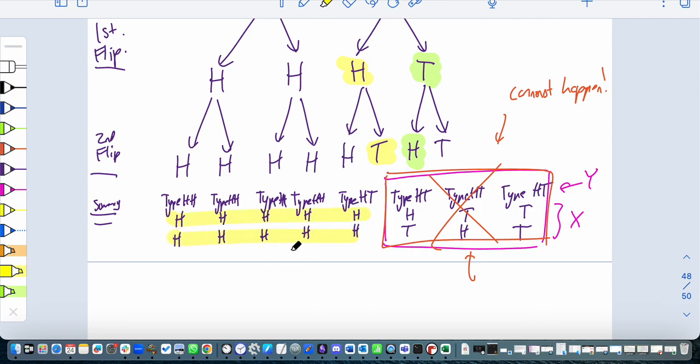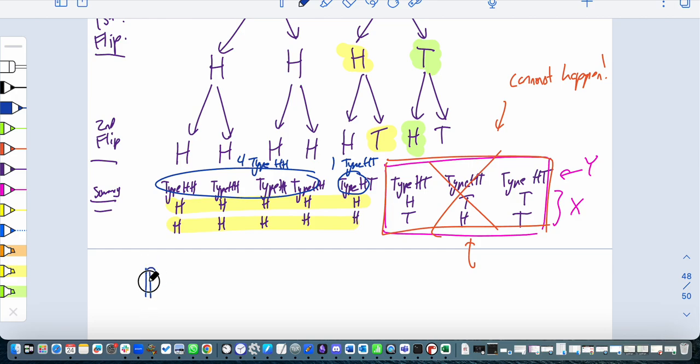And of these universes, how many of them are type heads, heads, and how many of them are type heads, tails? There are 4 type heads, heads, and there is 1 universe with type heads, tails. And so what is the probability of the coin being type heads, tails? It is 1 out of 5. There's 1 universe where it is type heads, tails. There are 4 universes where it's type heads, heads.